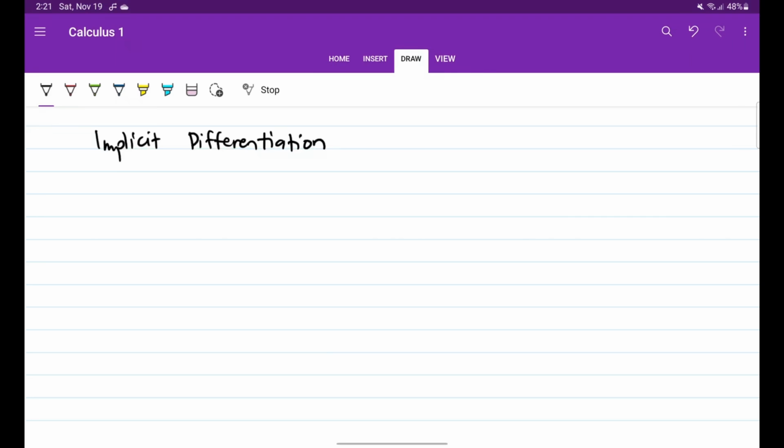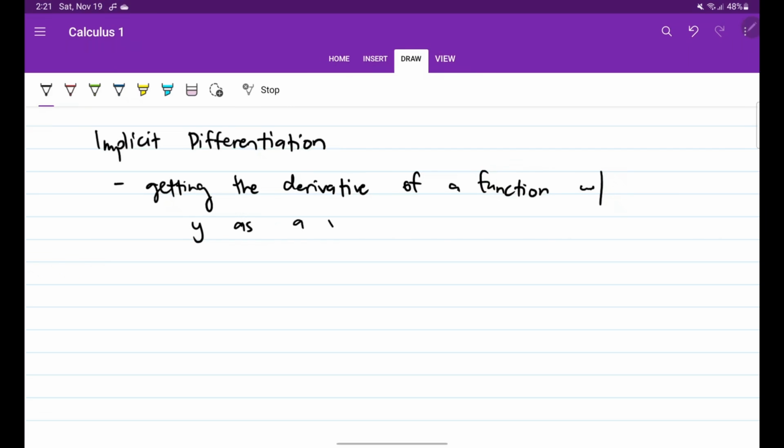Okay, so welcome to Quick Calculus, and in this video, pag-usapan natin is implicit differentiation. So, implicit differentiation, basically, pagka sinabi sa atin implicit differentiation, we are getting the derivative of a function with y as a variable also.